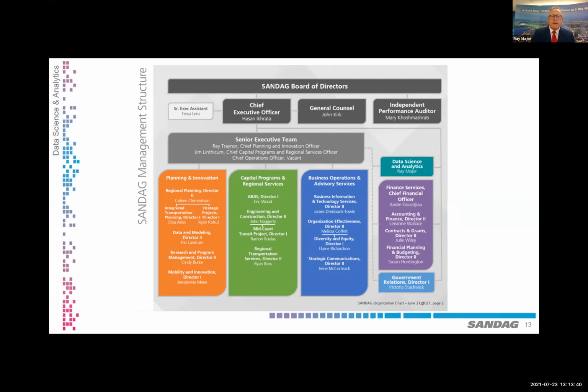What happened a couple of years ago, like 2 years ago, is that Hassan asked me to start a new initiative, this data science department, to really focus on that and hire people to become data scientists and do the work that I described in the last few minutes. And so the daily management of the data modeling and research team went to Ray Trainer under the planning and innovation team.